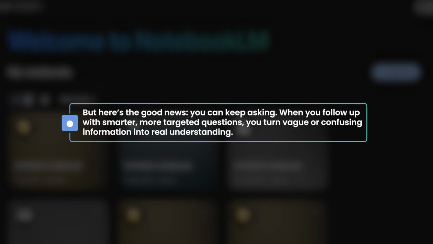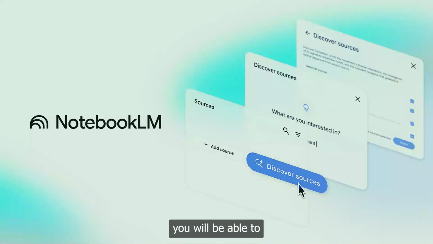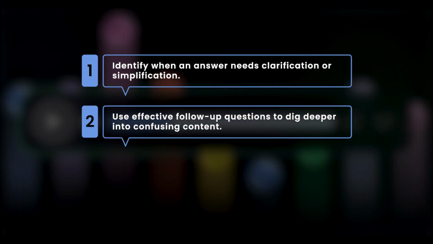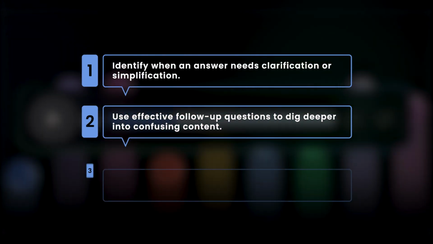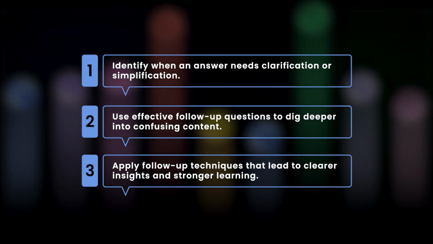You can keep asking. When you follow up with smarter, more targeted questions, you turn vague or confusing information into real understanding. Objectives of the lecture. By the end of this lecture, you will be able to identify when an answer needs clarification or simplification. Use effective follow-up questions to dig deeper into confusing content. Apply follow-up techniques that lead to clearer insights and stronger learning.